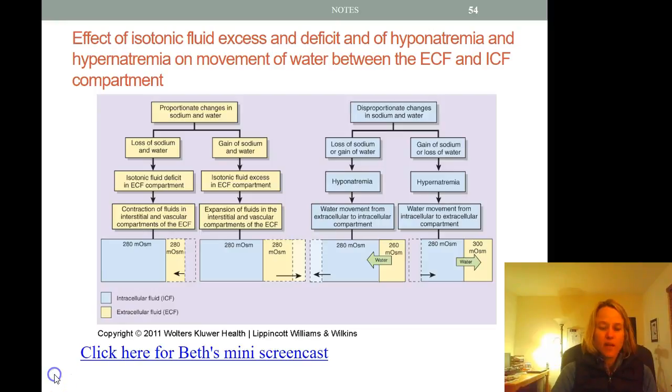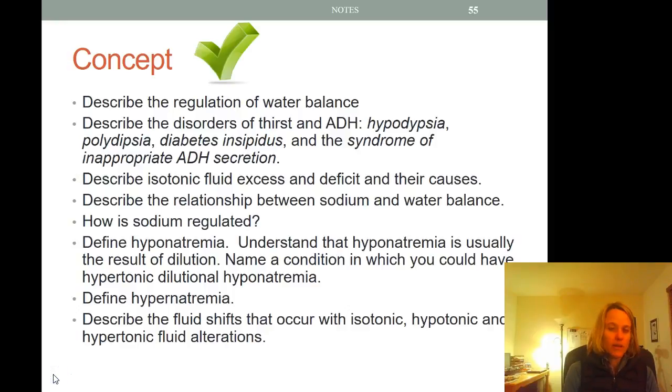If you'd like to see this again or see more, you can click here for a separate screencast on this topic. But you'll have to do that from the PowerPoint slides. Okay, then now here are the concept check questions regarding sodium and water balance. You'll want to spend some time making sure you can answer these questions.